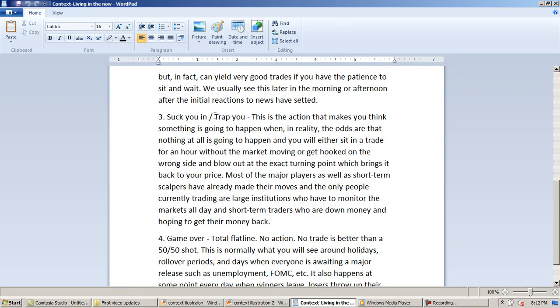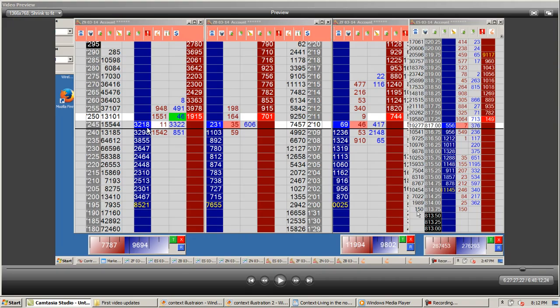Okay, so now we come to the third type of action I described, the suck you in or the trap you type action. And basically what I mean by this is there might be volume trading back and forth. You might see some size going off, but you don't have a really good reason for firing, and you have to keep in mind who's really playing the game at this point. Will there be new money coming in? Will there be people puking out? Is there something that can create follow-through on the move?